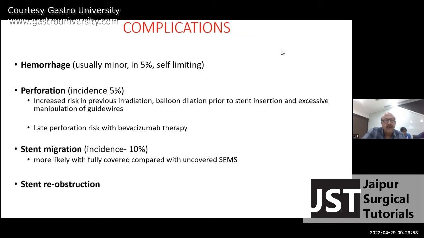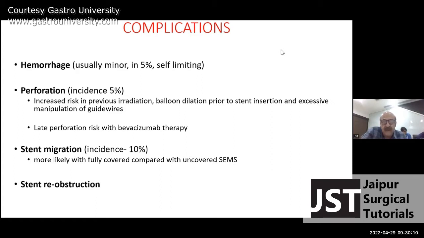Again, a similar kind of complication, that is hemorrhage, around 5%, it becomes self-limiting. So usually minor hemorrhage is there because of the technical procedure. Perforation, again, the incidence is around 5%.